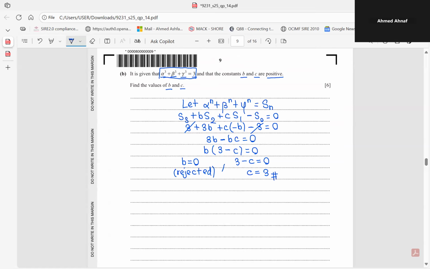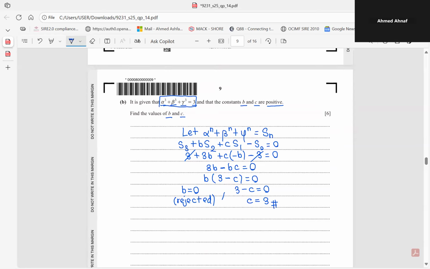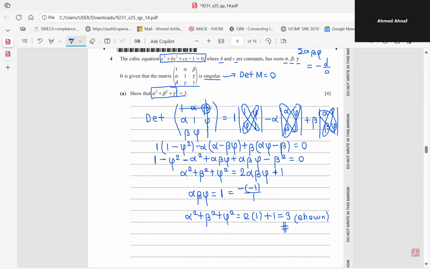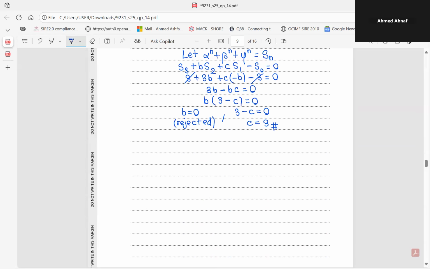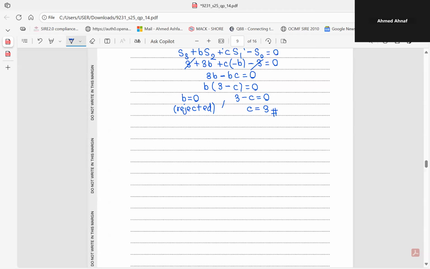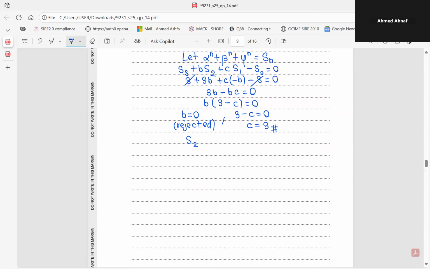All right. To find the value for b, we're going to have to make another equation, the one that we tried using in the previous part for S2, which is alpha squared plus beta squared plus gamma squared. So this would be equal to the bracket sigma alpha whole thing squared, so that's just S1 squared minus 2 times sigma alpha beta. So that's just alpha beta plus alpha gamma plus beta gamma.